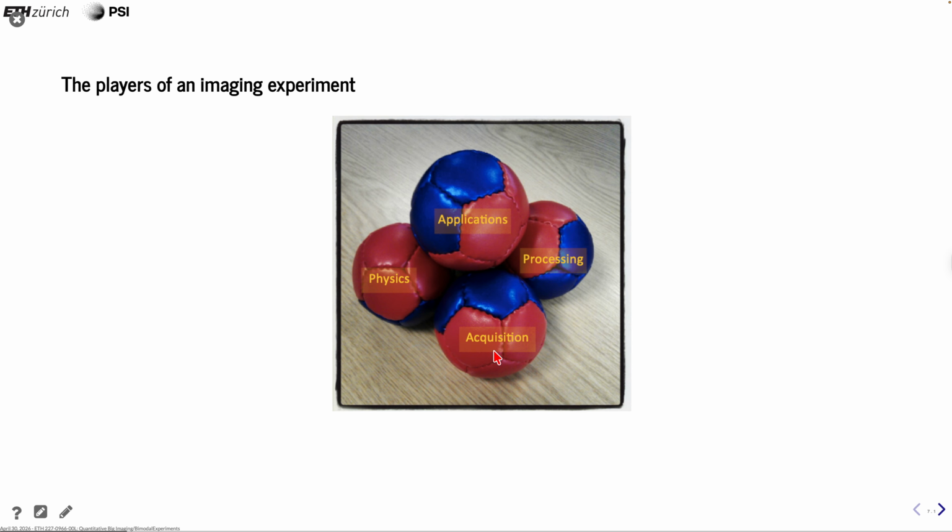Acquisition is the part where we talk about the resolution you can achieve and also how fast you can acquire the images and with which signal to noise ratio. All those things go into the acquisition part. Next step is what this class is mainly about: how to process the data in order to quantify the images and get the answers for your application. So that closes the loop.